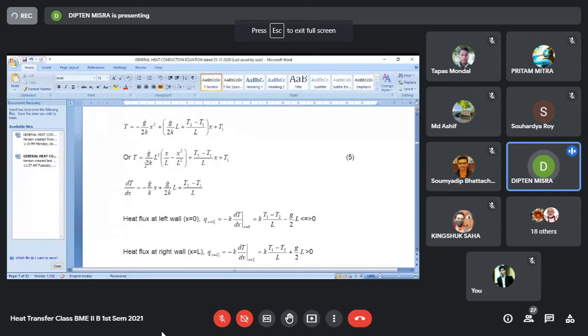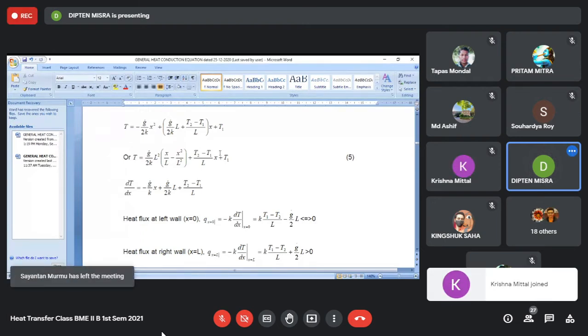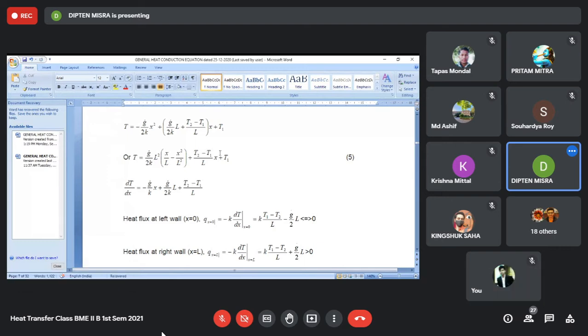Last time we finished the solution for temperature in the 1D steady state heat conduction distribution. And from there we found the heat flux on the left hand wall and the heat flux on the right side wall.